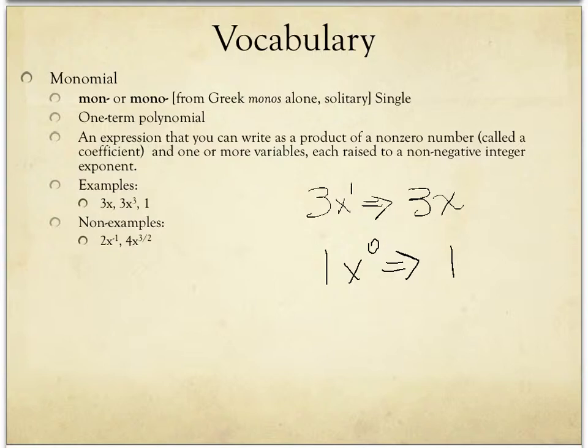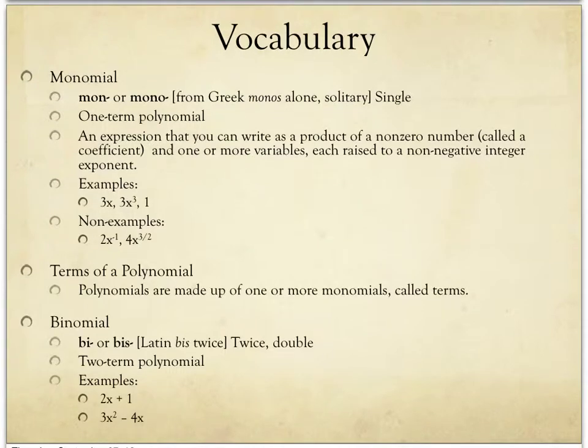Things that are not examples of monomials: 2x to the negative 1, okay? That has a negative power here. Negative 1 is a power that disqualifies this from being a monomial. How about 4x to the 3 halves? Now, we need an integer in our exponent. We can't have a fraction. And so that disqualifies 4x to the 3 halves from being a monomial or participating in anything that is classified as being a polynomial.